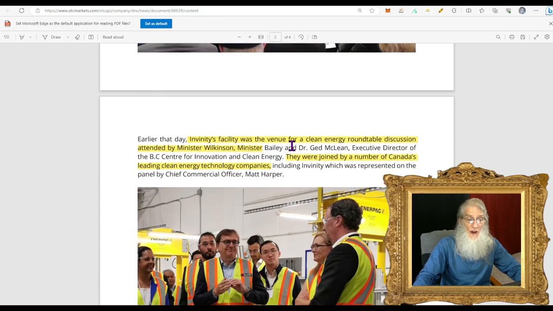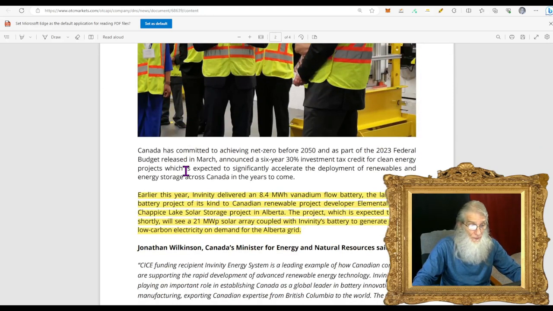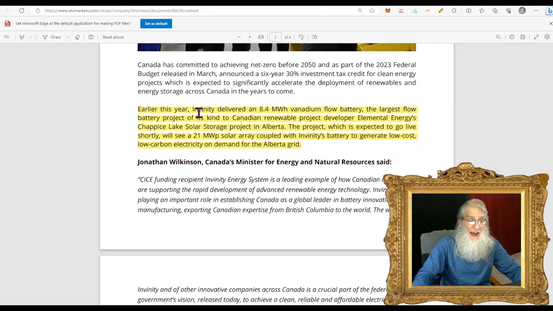Invinity's facility was the venue for a clean energy roundtable discussion attended by Minister Wilkinson, and they were joined by the other minister, Bailey. They were also joined by a number of Canada's leading clean energy technology companies, which Invinity was invited to. Earlier this year, Invinity delivered an 8.4 megawatt VanDiem flow battery, the largest flow battery project of its kind, to Canadian renewable project developer Elemental Energy's Chappice Lake Solar Storage Project in Alberta.